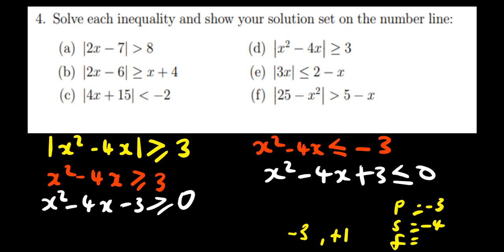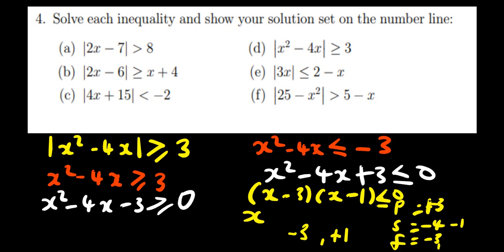So this one will work. Why? Because you're able to see that the product is positive, positive 3. So we're going to have negative 3 and negative 1, because if I multiply negative 3 by negative 1, I'm going to get positive 3. Then negative 3 plus negative 1 is negative 4. So this one will work. So this one will be (x minus 3)(x minus 1) less than or equal to 0.